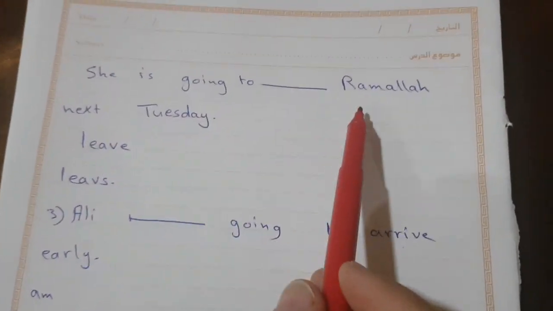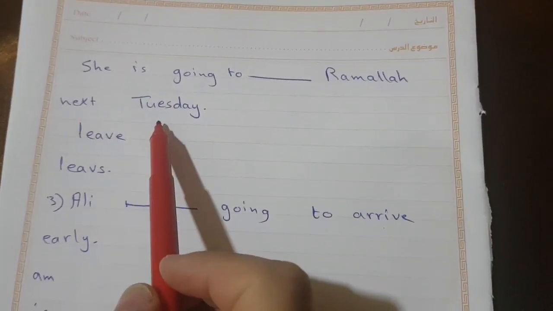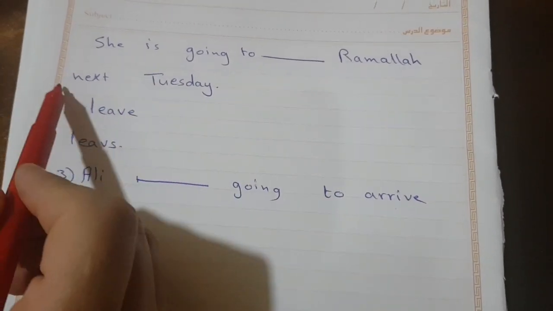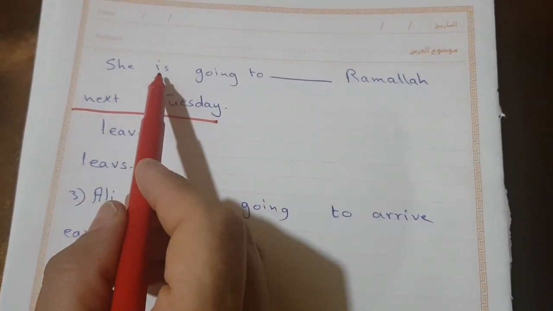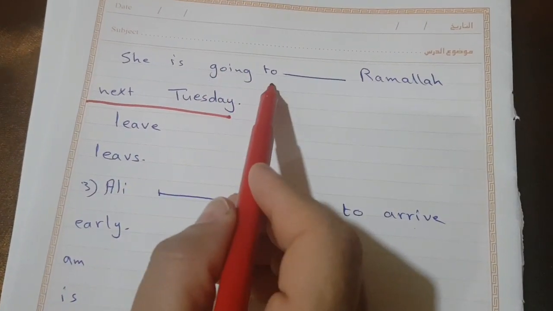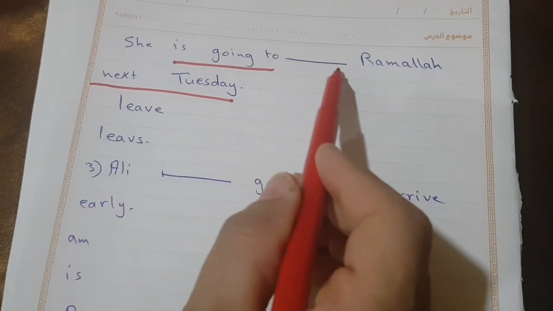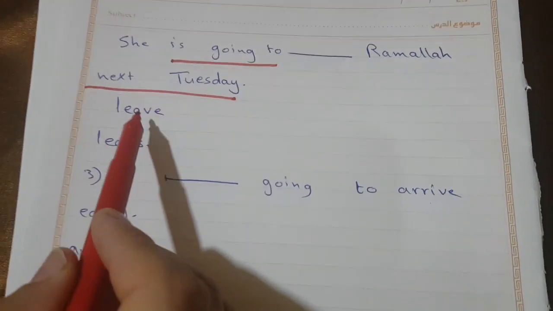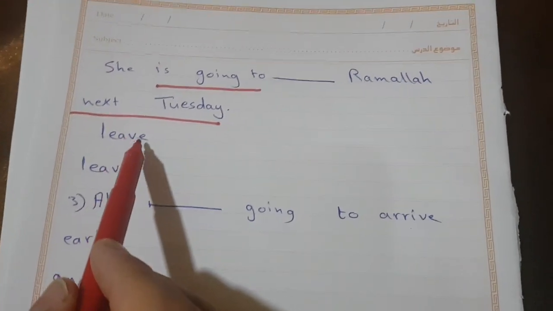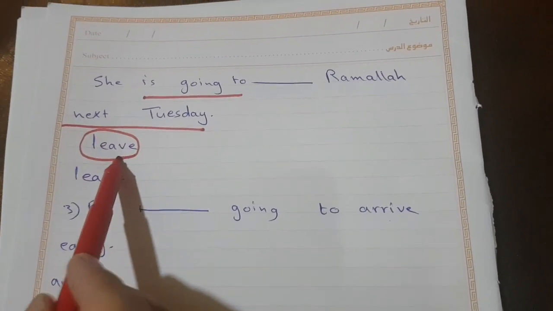She is going to Ramallah next Tuesday. What is the key? Next Tuesday. It means the future. And what do we have here? Is going to. The verb after is going to is the same verb, infinitive. So the correct answer is leave or leaves. Of course, it is leave.